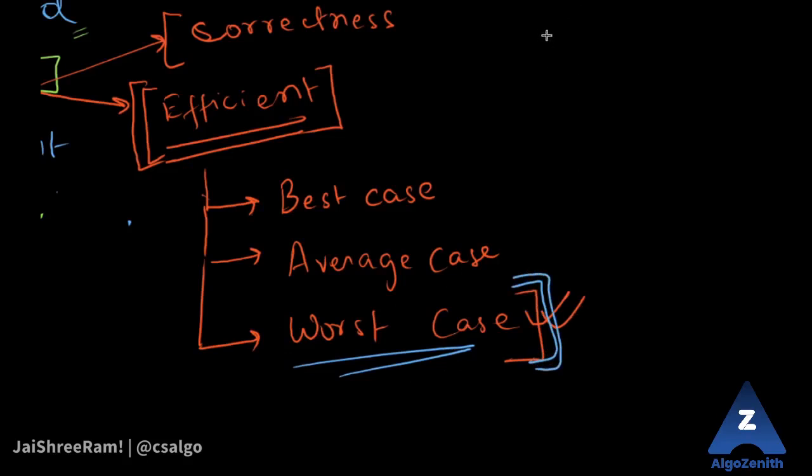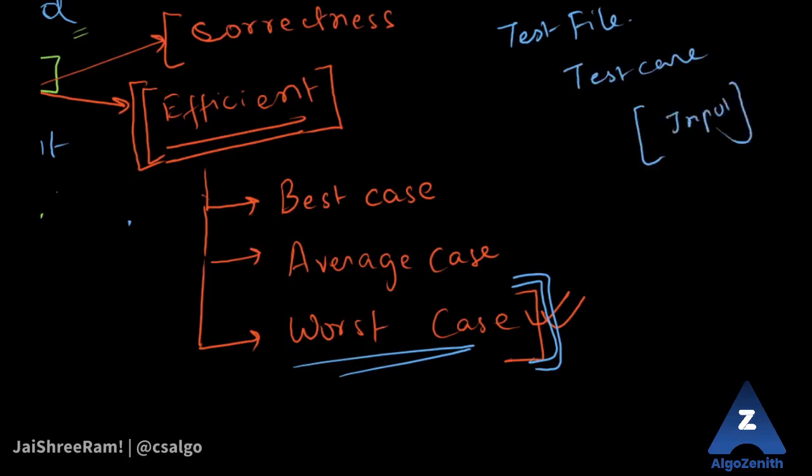Now in a lot of problems, you are given a test file. For each test file, you have test cases, and in each test case, you have some input. So in a lot of problems, there will be some test files in the backend. When you write a solution, you basically give your code, and the server runs it on the test files and then matches the output that you get.